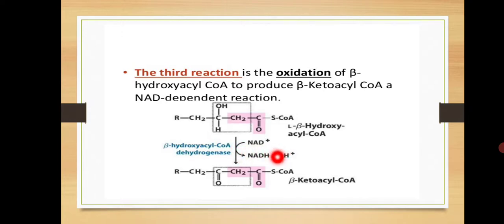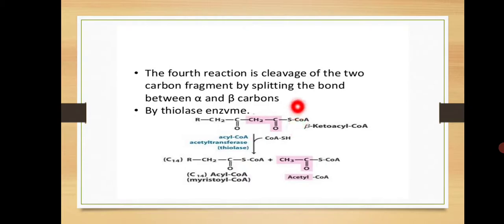Okay, NAD plus NADH. Here you can see there is dehydrogenase, meaning removal of water molecule, and the structure will be like this. There is removal of OH and H. It leads to the formation of a keto group, that is beta keto acyl CoA. Next, the fourth reaction is cleavage of the two carbon fragments by splitting the bond between alpha and beta carbon. As I told, at the beta position there will be cleavage, which leads to the formation of acyl CoA and acetyl CoA.